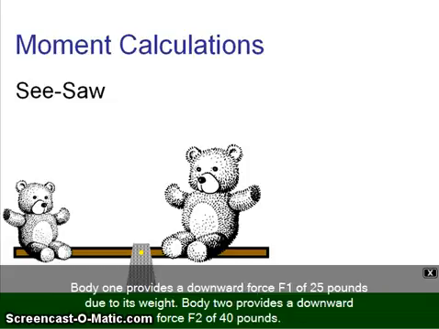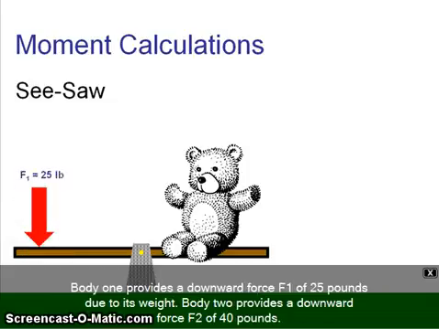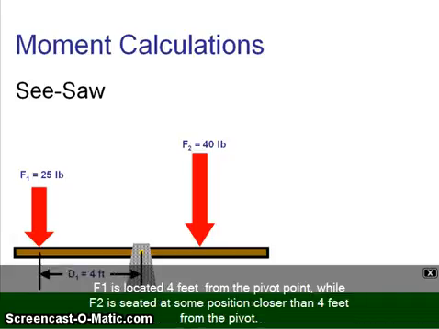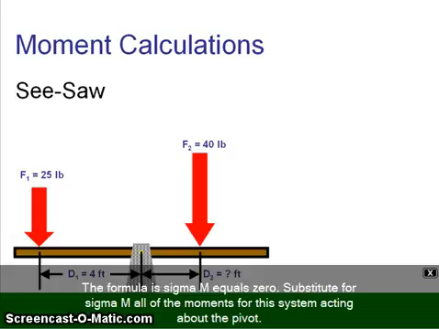Body 1 provides a downward force F1 of 25 pounds due to its weight. Body 2 provides a downward force F2 of 40 pounds. F1 is located 4 feet from the pivot point, while F2 is seated at some position closer than 4 feet from the pivot. The formula is sigma M equals 0. Substitute for sigma M all of the moments for the system acting about the pivot.